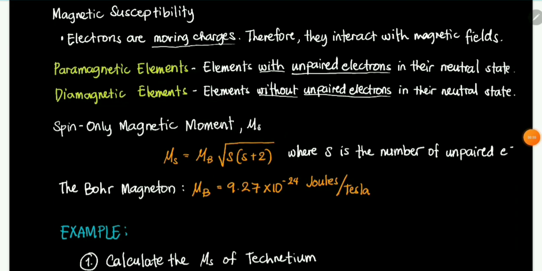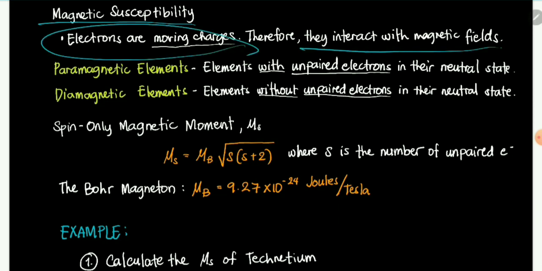Okay? So finally, we have the magnetic susceptibility. So magnetic susceptibility is the ability of your atom or element to interact with magnetic fields due to its electronic structure. Okay? So since electrons are moving charges, they interact with magnetic fields. So we have two types, paramagnetic elements and diamagnetic elements. Yung paramagnetic, ibig sabihin nag-interact siya sa magnetic field due to its unpaired electrons. So kapag may unpaired electrons ang iyong atom, ibig sabihin meron tayong net magnetic moment. Hindi siya nakakancel ng antiparallel spin, kasi wala siyang ka-pair. Okay? So, yun ay paramagnetic.